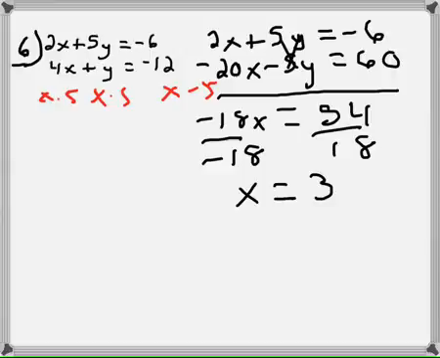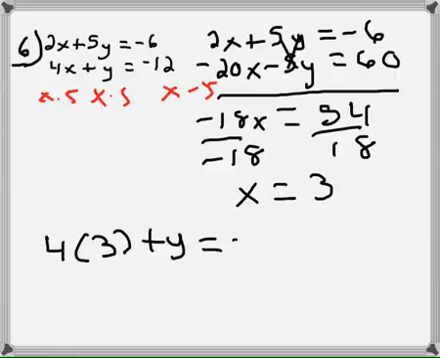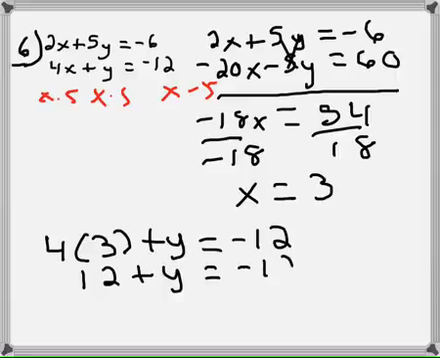We now have to solve for the y. I'm going to put this 3 right back into here. 4 times 3 plus y equals negative 12. 4 parentheses times 3 plus y equals negative 12. Do this math. Multiply: 12 plus y equals negative 12. I want the y by itself. This is not multiplication because the 12 isn't right in front of the y. I'm going to subtract 12 on both sides.